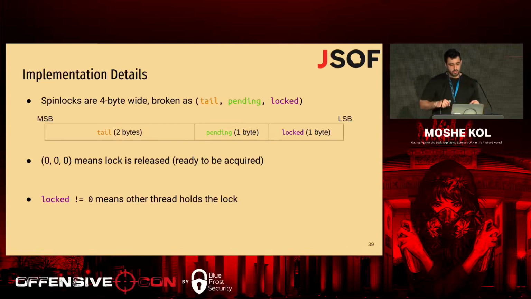Spin locks are 4 bytes wide, and these 4 bytes are broken into 3 subfields. We have the tail field, which is 2 bytes, the pending, which is 1 byte, and the locked, again 1 byte, which reside in the least significant side of this D word. If all of these fields are 0, this means that the lock is released and ready to be acquired. And if the locked byte is not 0, it means that some other thread holds the lock.